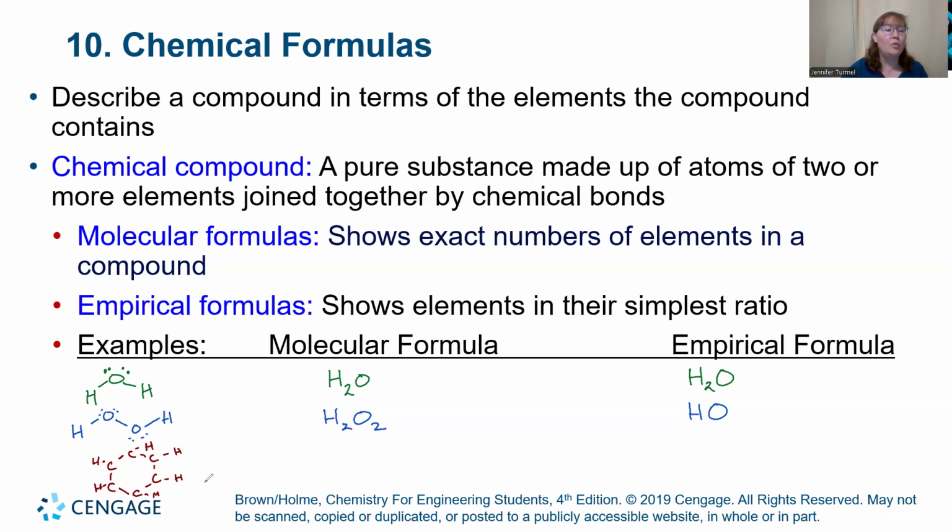Okay. And you can't draw these yet because you're not there yet, but that's okay. Now, this is benzene. It's a very common solvent, and benzene is C6H6, and the empirical formula for that would be CH.